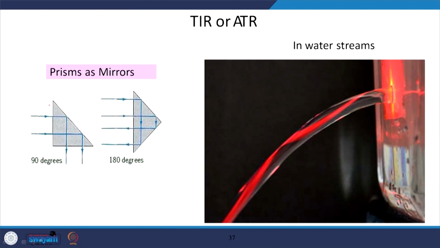It can also be used as mirrors. So, you know this interface is again glass and this is air, and you can see that if it comes at 90 degrees, it can have a phase change of 180 degrees. In water streams also, light gets trapped because of total internal reflection. So, this is a stream of water, with air surrounding it, and a laser light is incident from the backside, and rather than penetrating straight, it gets bent again and again. So, this is called total internal reflection or attenuated total reflection. Why attenuated? I will come to that.